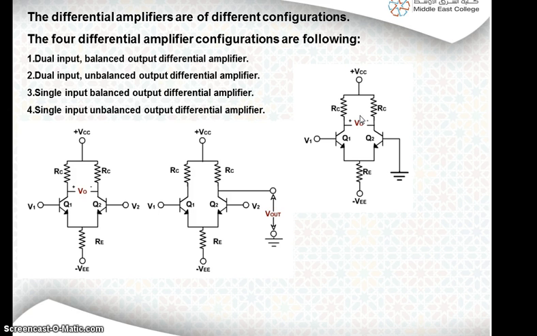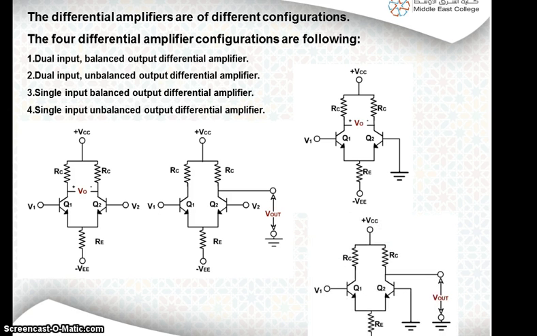Now comes the last one. It is single input unbalanced output. See, V2 is absent, so only a single input. Output is taken from one of the collectors with respect to ground. So it is an unbalanced output. So this is the last case, single input unbalanced output. So these are the four configurations of the differential amplifier. When you use any one of the configurations, you will be using it for your applications.